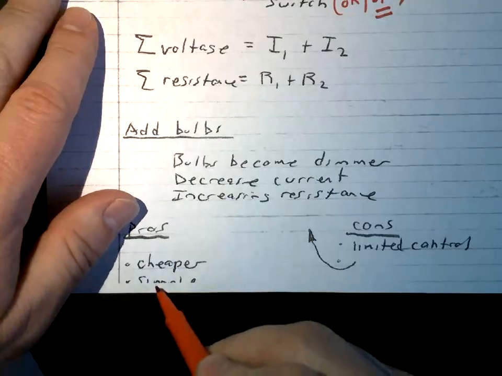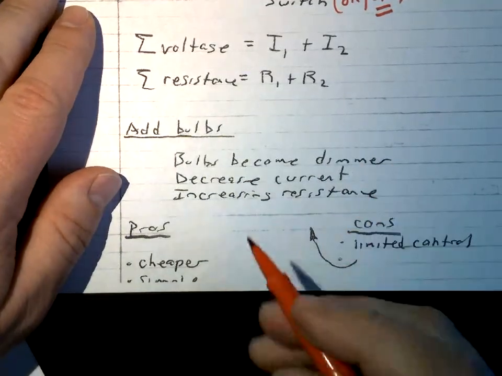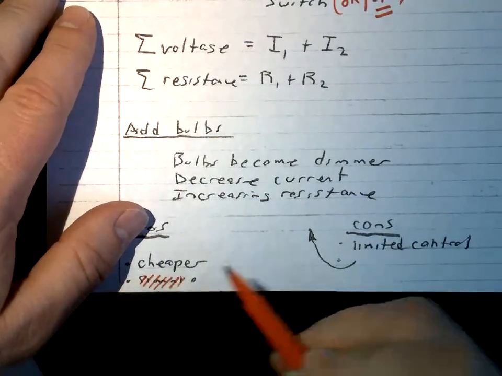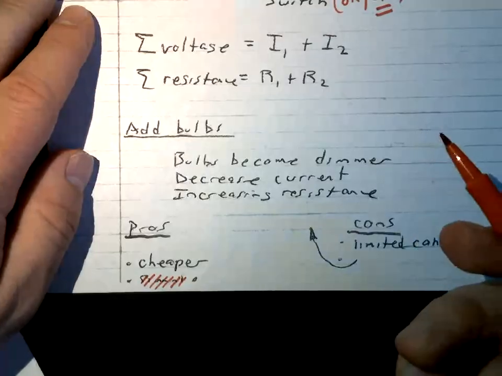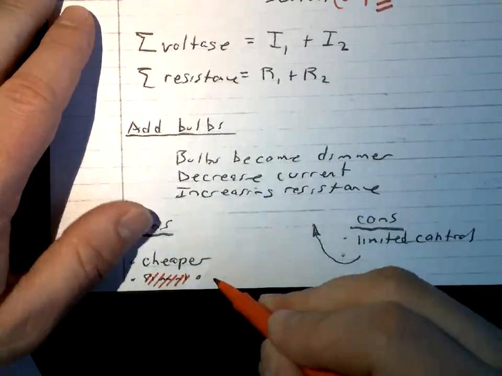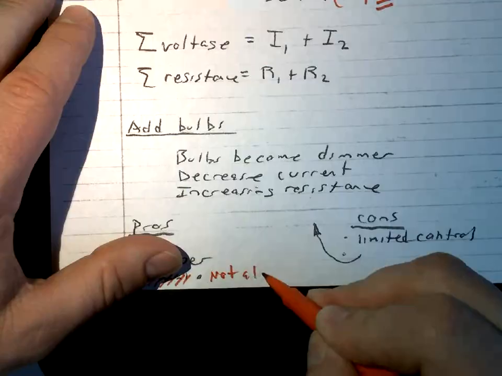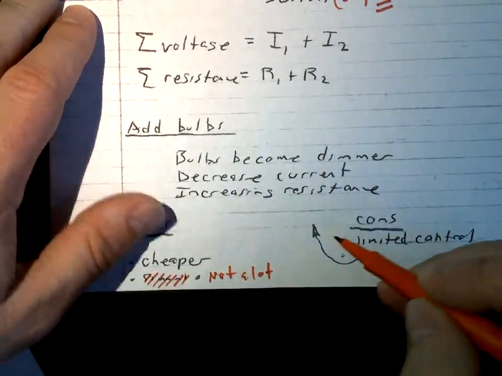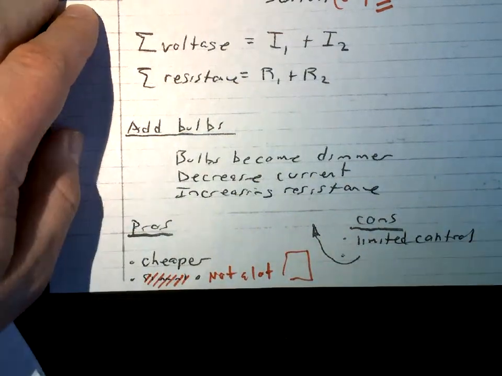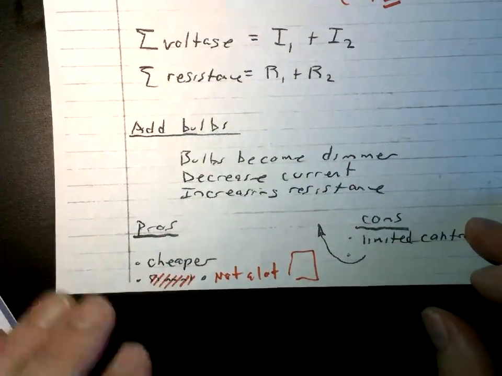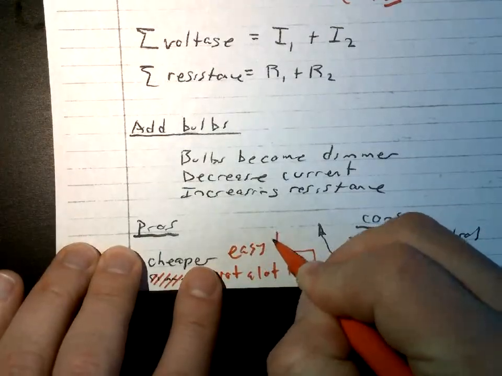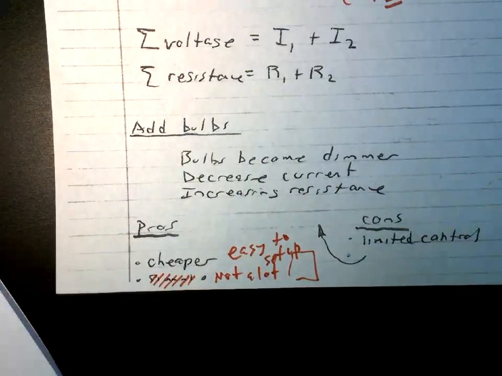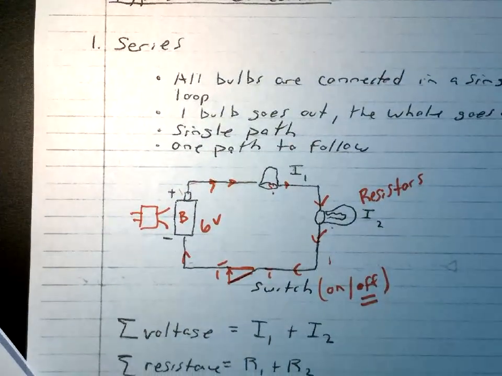And I think what I'm trying to mention there is that they are cheaper to have, but you have not a whole lot. So what else do you have as a pro? You have it on a single switch. It's not a lot of wire, just a single wire, so it's very easy to set up. Okay, so that's what we call a series circuit.